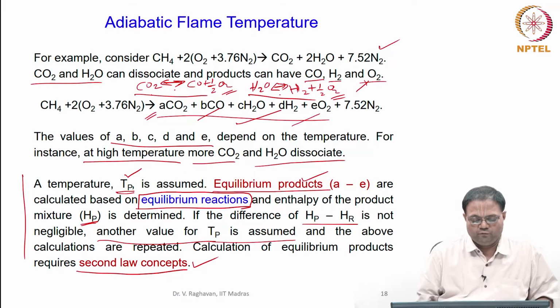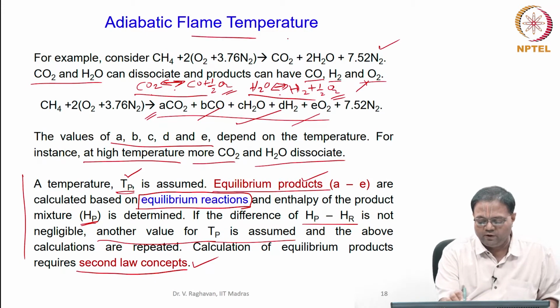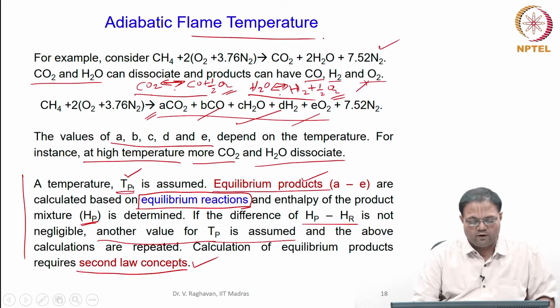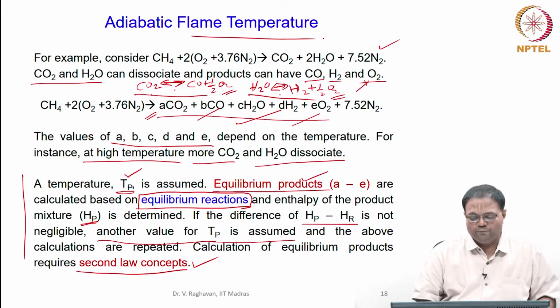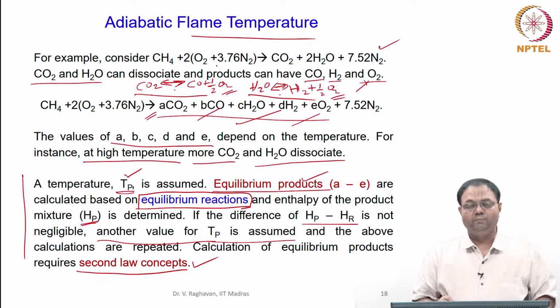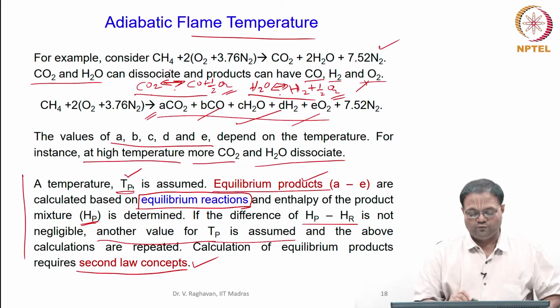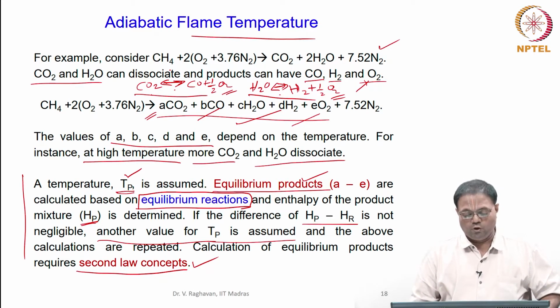So we saw that in the calculation of adiabatic flame temperature, we need the product composition. The product composition should be determined properly in order to get an accurate value of the flame temperature. So when you consider, for example, the methane reaction with air, CH4 plus 2O2 plus 3.76 N2, giving, complete combustion is assumed here, CO2 plus 2H2O plus 7.52 N2.